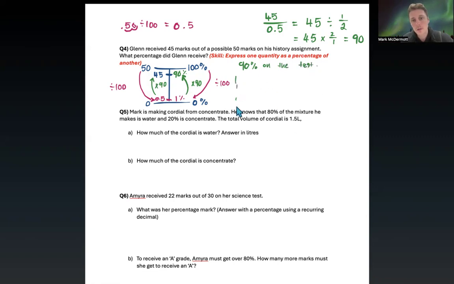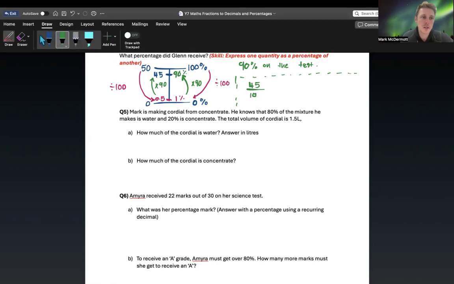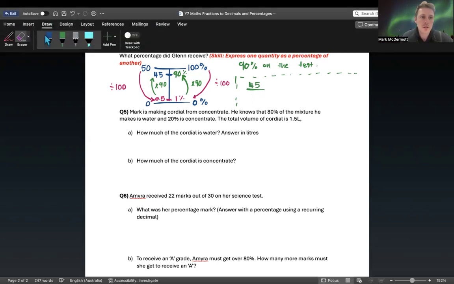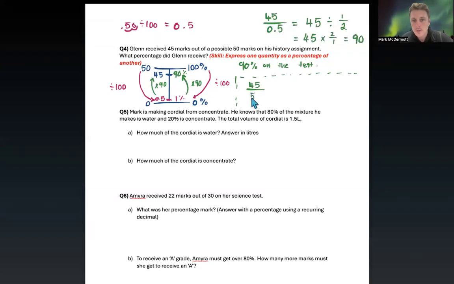Okay, so that's one way to do it with the double number line that shows the proportions. Let's talk about it a slightly different way, which is to express it like this. 45 out of 50. If we make that out of 100, a percentage, we multiply that by 2, so we need to multiply 45 by 2, which gives us 90. So we can see from this that this also corresponds to 90%.